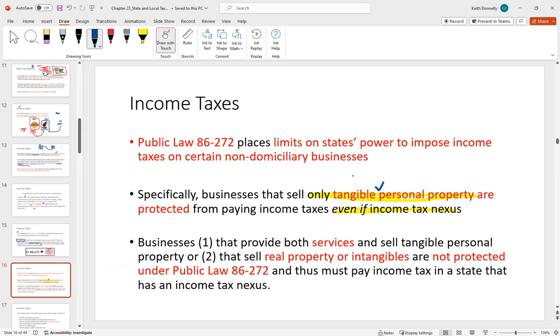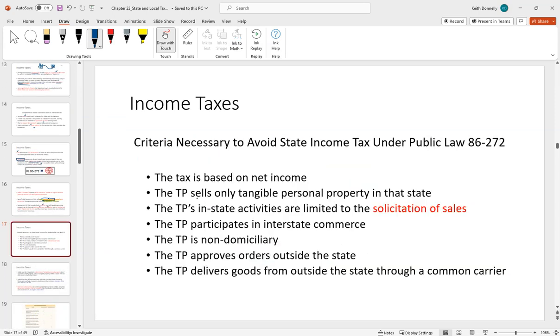Now, a couple of things: I said only if you're doing these things. If you are providing services, then you're not protected. If you provide services and sell tangible property, you don't get protection. You're going to have to pay income tax. If it's real property or intangibles, you're not protected. It's only tangible personal property that you're protected from.